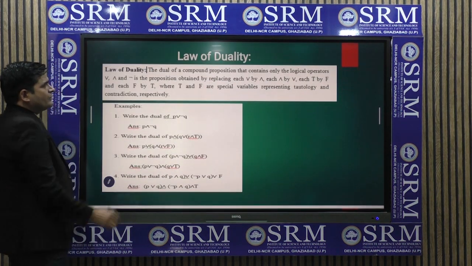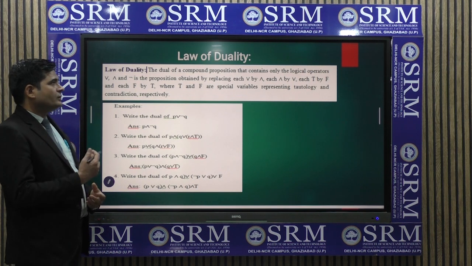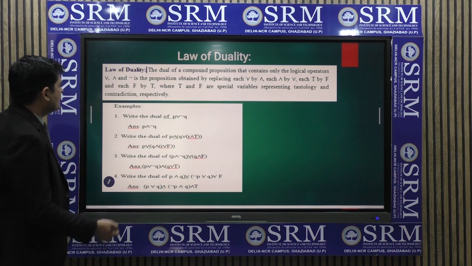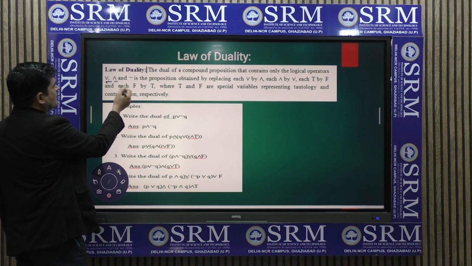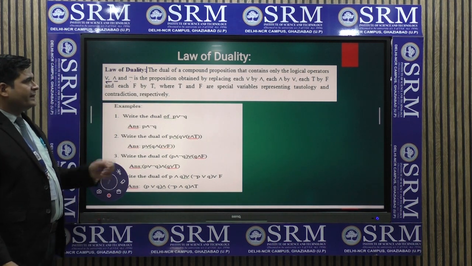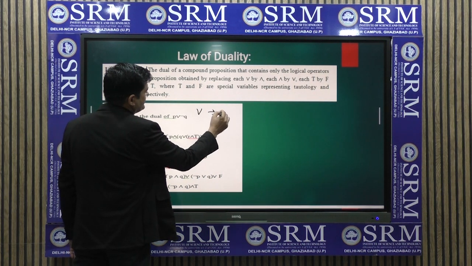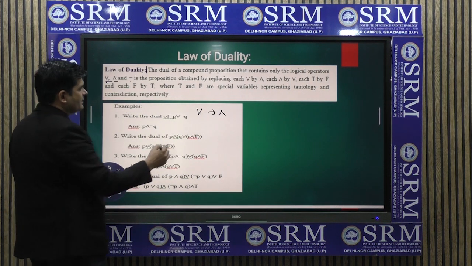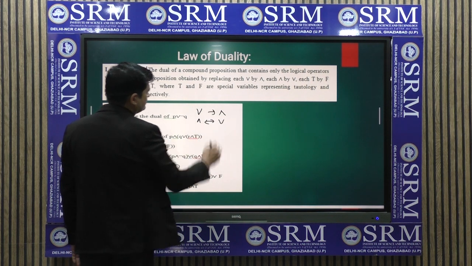So this is the law of duality. How do we calculate the dual of a compound statement? The dual of a compound statement that contains the logical operators conjunction, disjunction, and negation is the proposition obtained by replacing conjunction by disjunction, and disjunction by conjunction, vice versa.